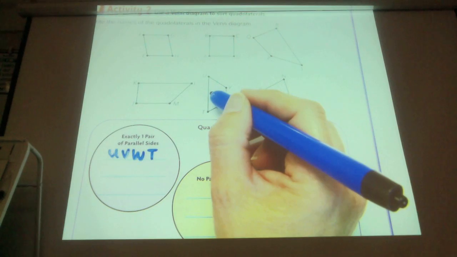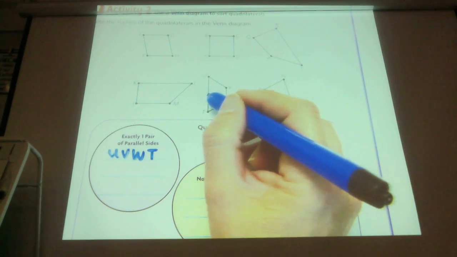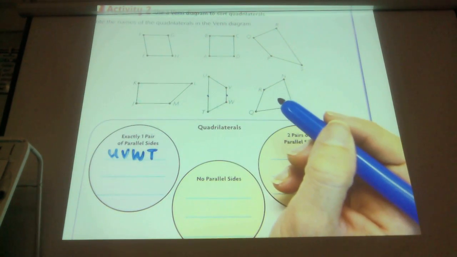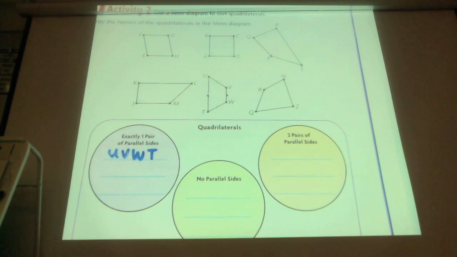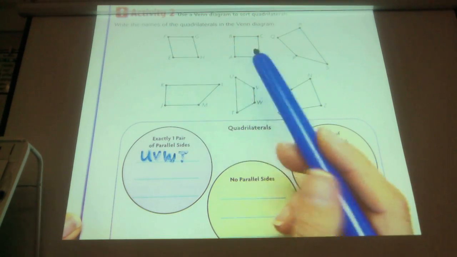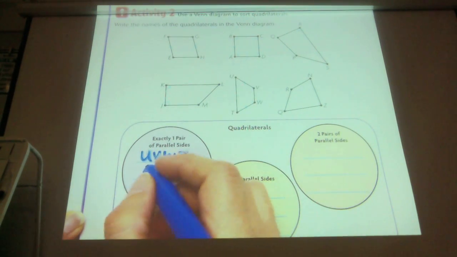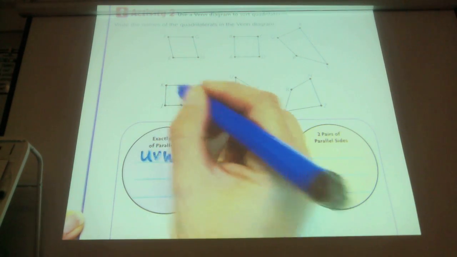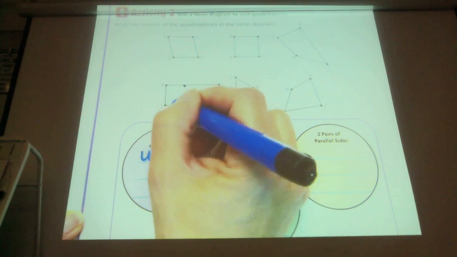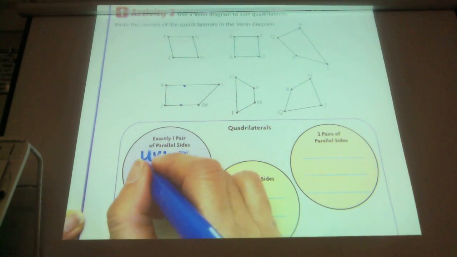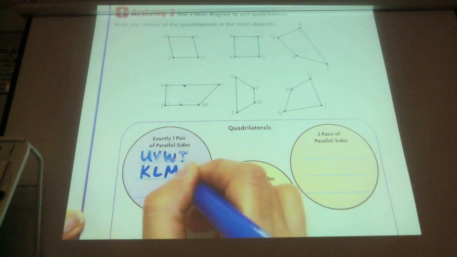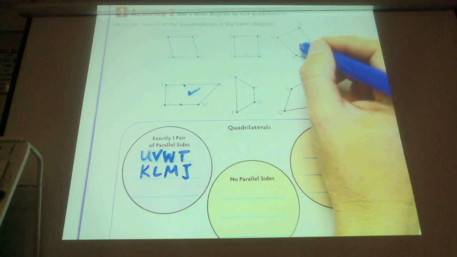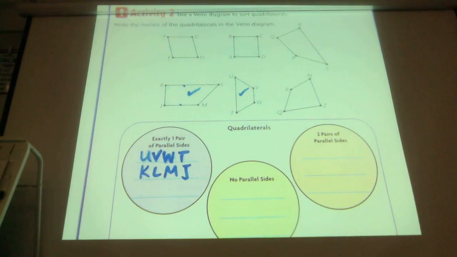And if we look at this, this is parallel to this, correct? Okay, was that the only one we found? No, we found other ones? Yeah. Okay, Benny, what did you find? K, L, M, J. How many of you agree with that? These are parallel. And remember the right angles right here? Show me that those lines have to be parallel. K, L, M, J. We did that one, and we did this one.